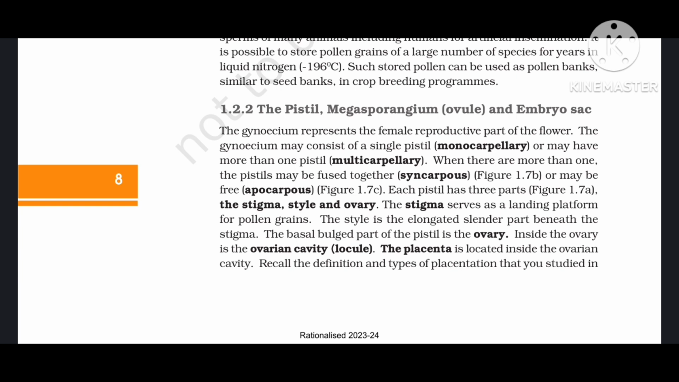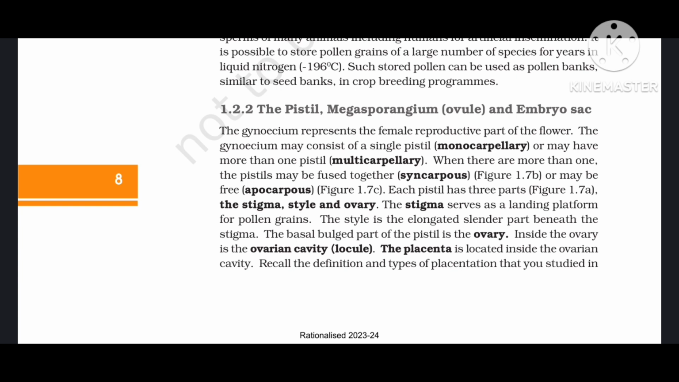Each pistil has three parts (figure 2.7a): the stigma, style and the ovary. The stigma serves as a landing platform for pollen grains. The style is the elongated cylinder part beneath the stigma. The basal bulge part of the pistil is the ovary. Inside the ovary is the ovarian cavity (locule). The placenta is located inside the ovarian cavity.